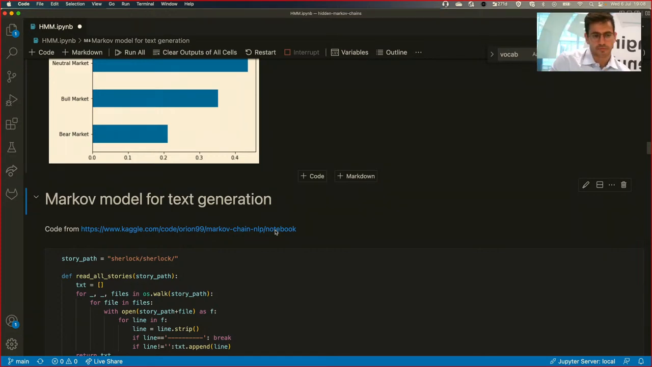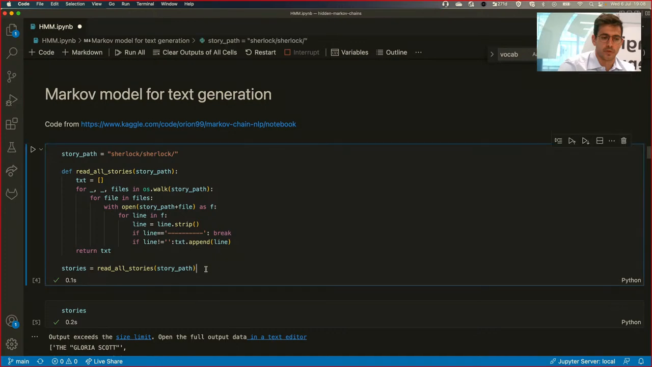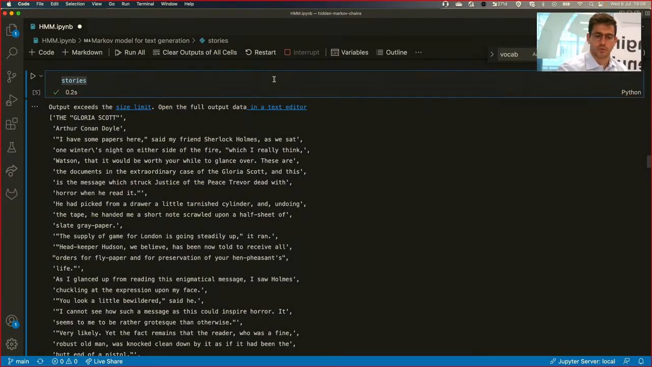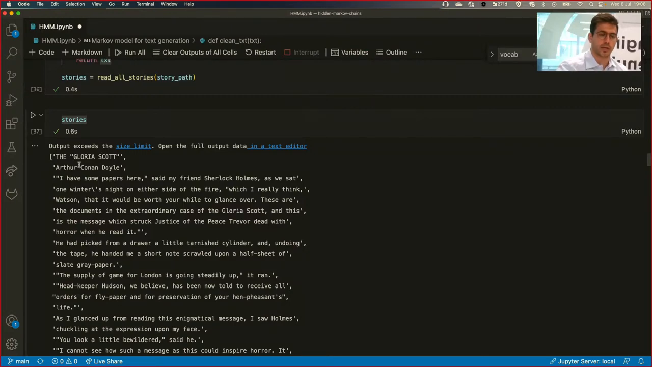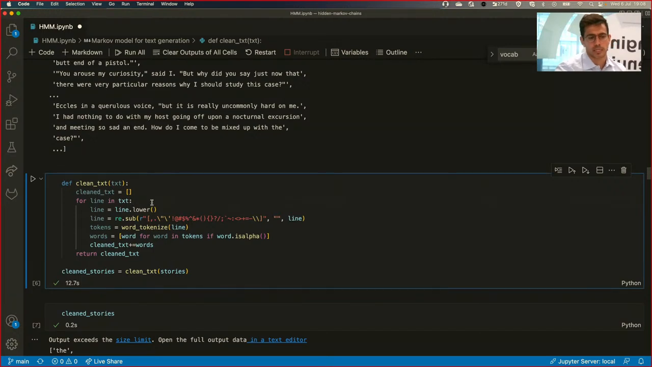Now, on to a bit more interesting piece of code, which is the Markov models for text generation. We are going to load different stories of Sherlock Holmes. They're coming from Kaggle, that particular data set. The stories will look something like that in a list. We're going to clean the text by making everything lowercase, removing punctuation, and tokenizing, because essentially we want to go down to words, since each word is a state.